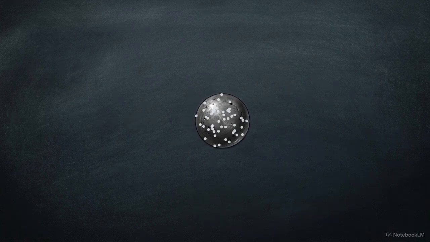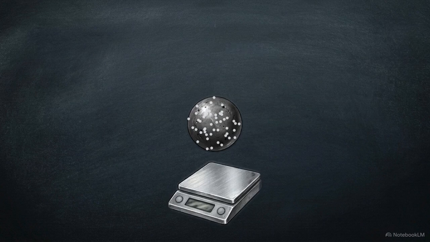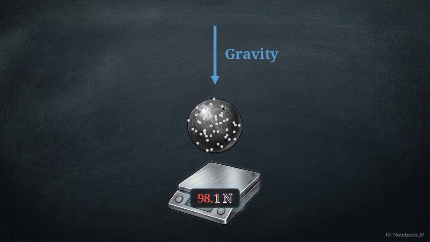Every physical object has mass. It is a fixed property, representing the raw amount of matter inside an object, and it determines how much that object resists a change in motion. Weight, however, is a separate property entirely. It is the downward force exerted on that mass by gravity.